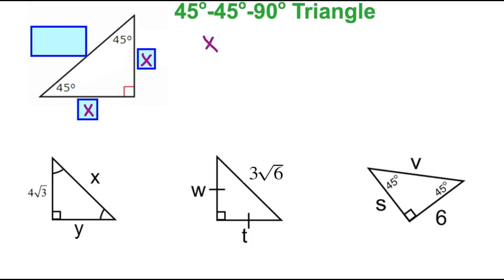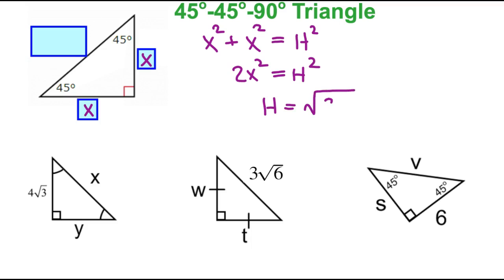So if we did the Pythagorean theorem, as Natalie likes to call it, we would do x squared plus x squared equals h squared. And then x squared plus x squared is 2x squared. So 2x squared equals h squared. And then h is equal to the square root of 2x squared.